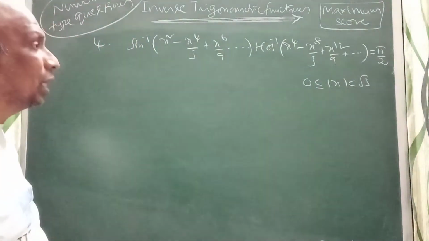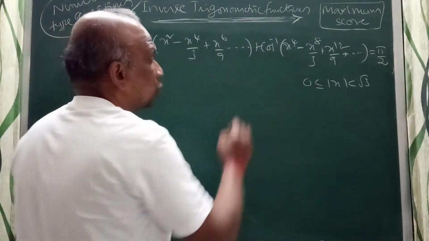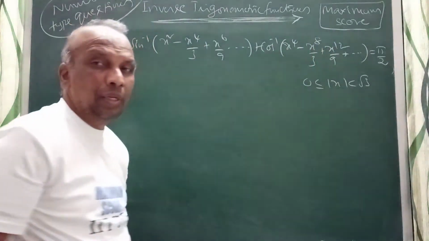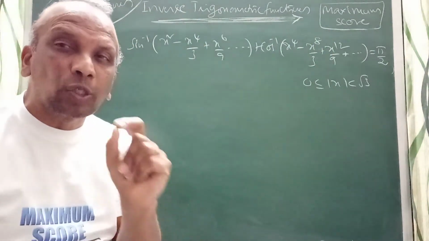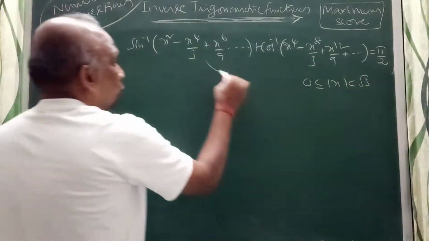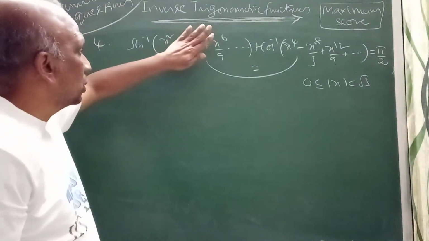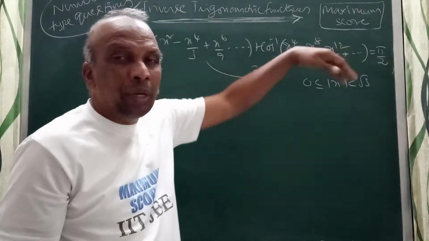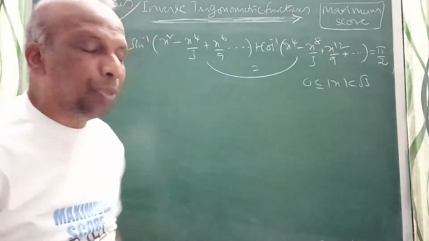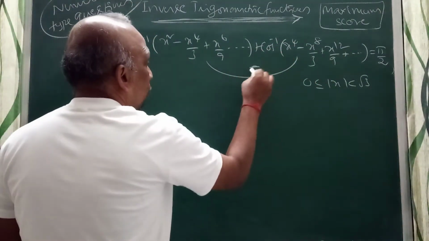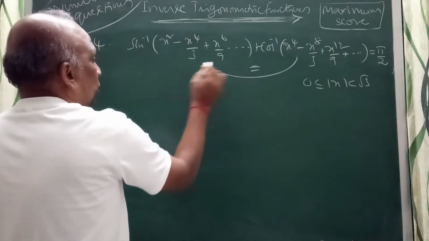We can check that when they are given like this, but this result is true when this is equal to this, right? Whether sin inverse x plus cos inverse x is equal to pi by 2. These two should be equal, right? When these two are equal, you can observe that this series is in GP, and this is also in GP. Sum of an infinite series in GP. So these two are equal.